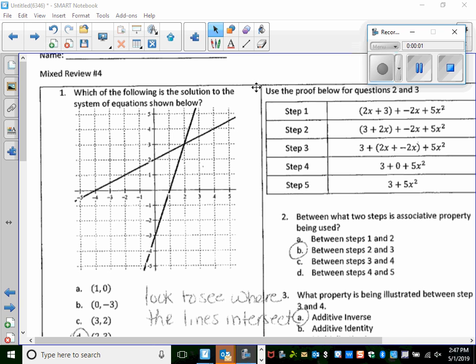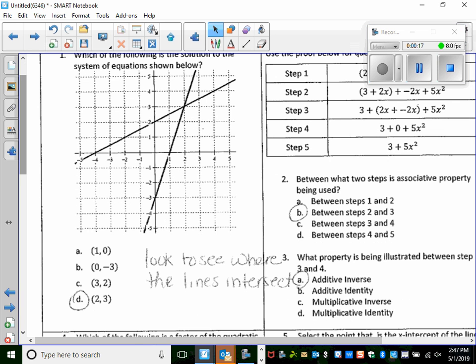This starts with review number 4, so just going to continue from last week. So it says, which of the following is the solution to the system? And vocabulary is very important.